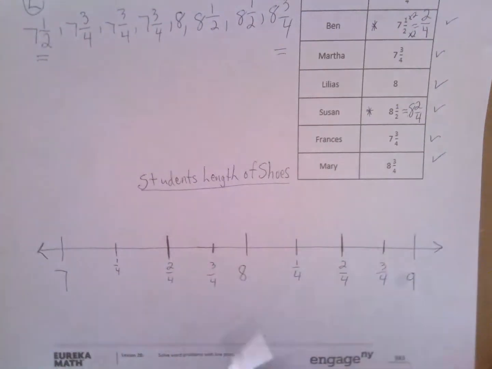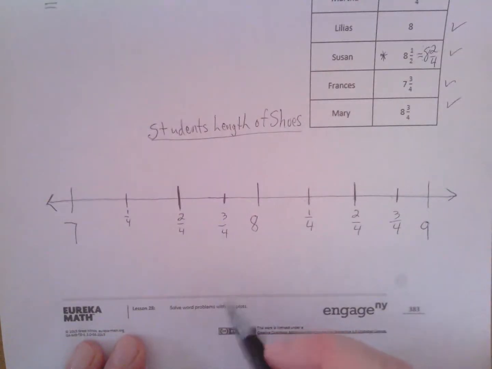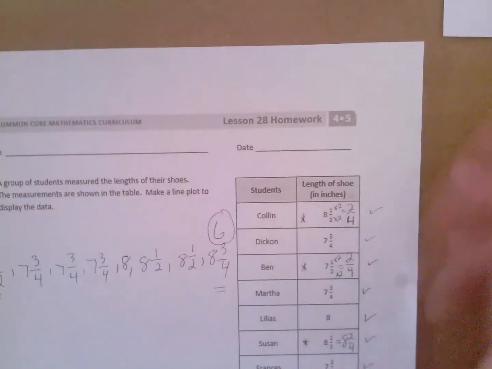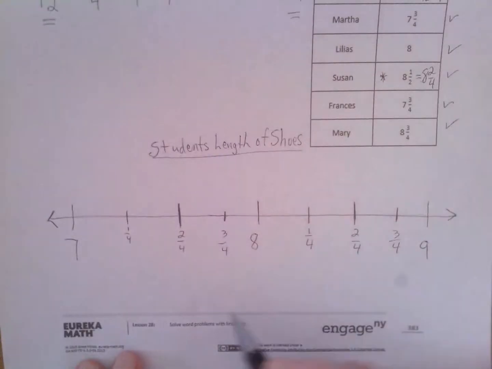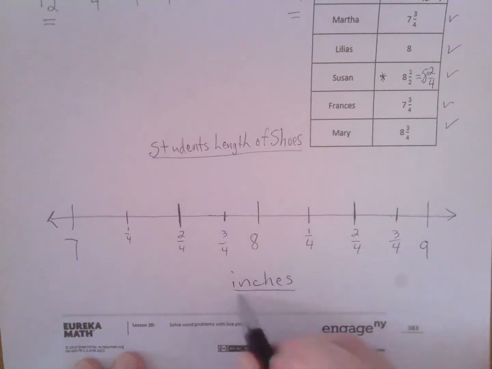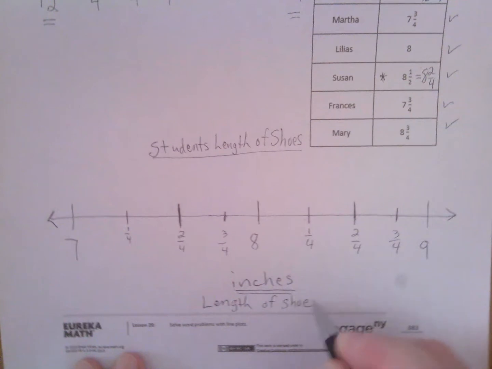I also need a label. The label goes at the bottom, and the label down here simply tells me what unit of measurement the line plot shows. Well, all of these, as we could tell from the graph, were all in inches. So our label down here would be in inches. That is our unit of measurement. The length of their shoes are in inches. So inches is our label.